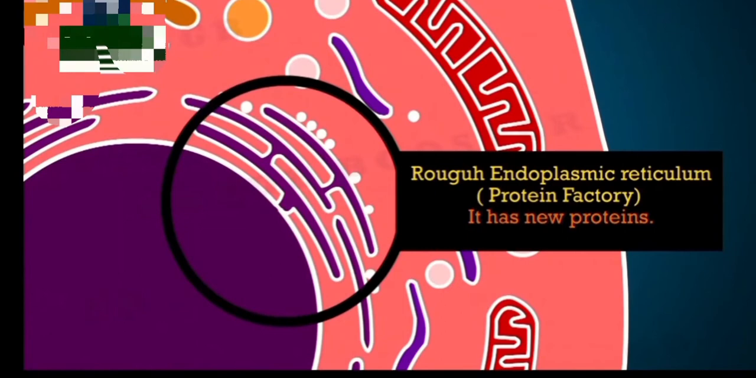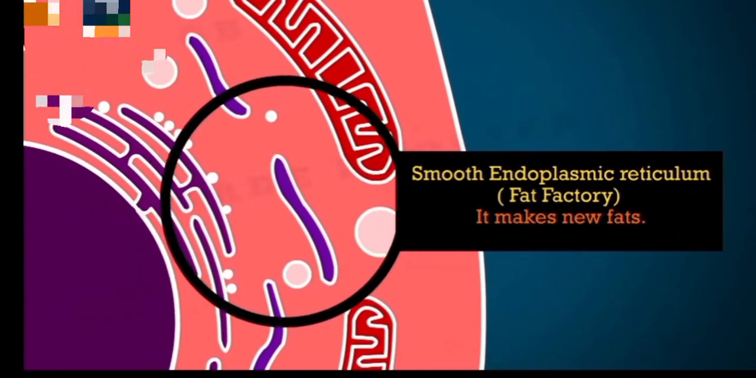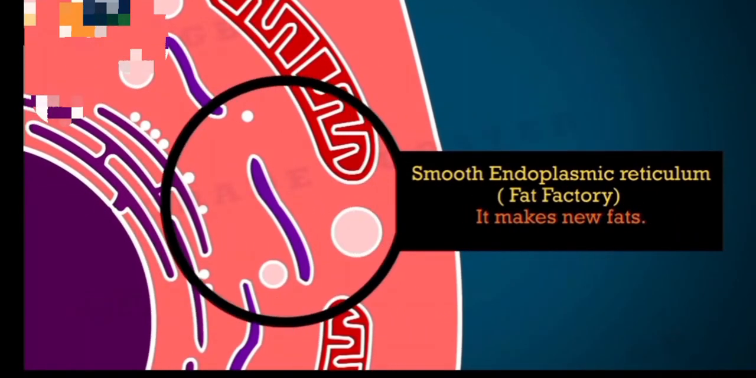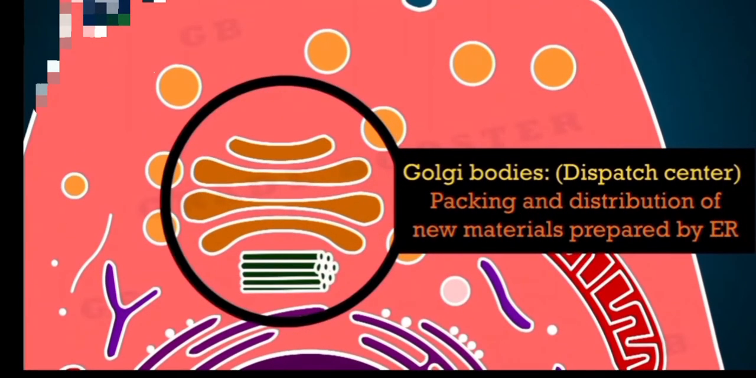Rough endoplasmic reticulum. This is called the protein factory because it makes new proteins for the cell. Smooth endoplasmic reticulum. This is called the fat factory because it makes new fats for the cell. Golgi bodies. It is called the dispatch center because it handles the packaging and distribution of materials that are prepared by the endoplasmic reticulum.